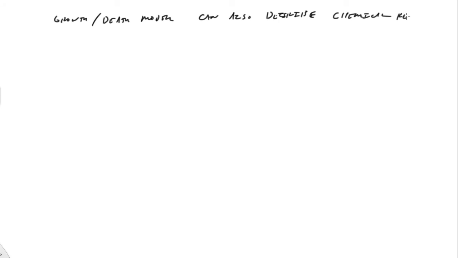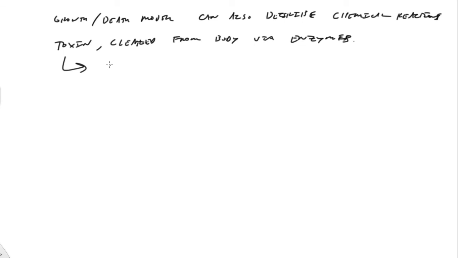So let's talk about one more thing. There we were talking about populations, but this sort of growth and death model can also describe chemical reactions. Okay, so for instance, if you have some sort of toxin, and then it has to be cleared from the body via enzymes or something like that, this can also be described as sort of a decay model.